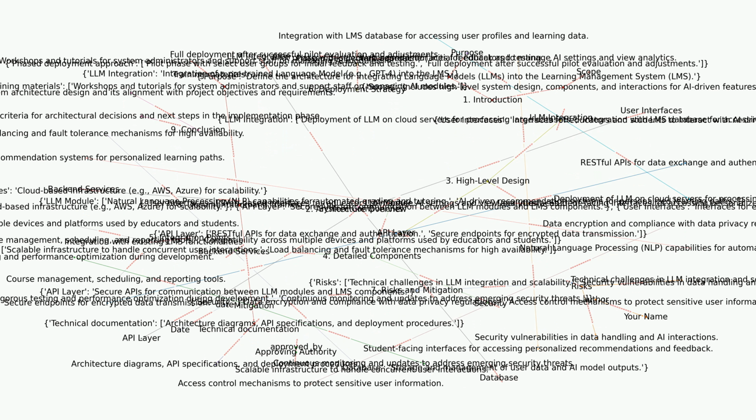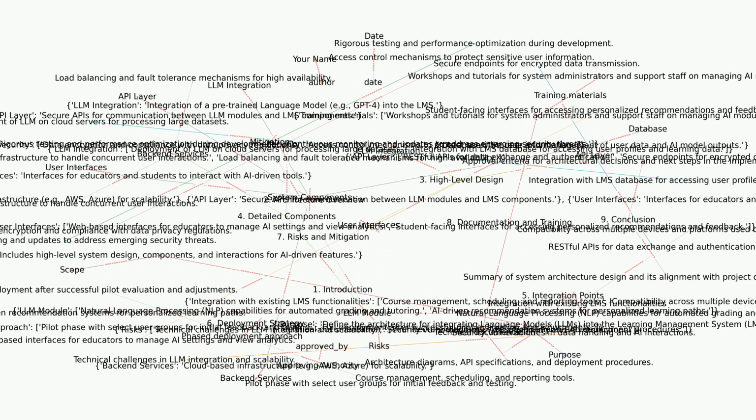Backend services: scalable infrastructure to handle concurrent user interactions. Load balancing and fault tolerance mechanisms for high availability. Security: data encryption and compliance with data privacy regulations. Access control mechanisms to protect sensitive user information.